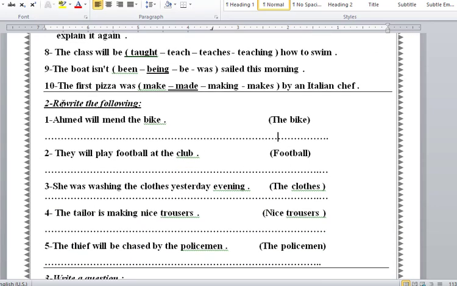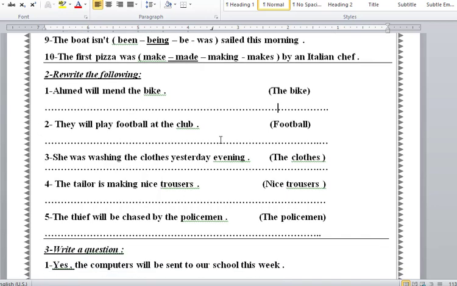Ahmed will mend the bike, so we already answered it. It will be the bike will be mended by Ahmed. Again, the bike will be mended by Ahmed. Okay, I think it will be more clear if I write it. Okay, they will play football at the club, so it will be football will be plus PP played at the club by them or without by them, and complete the sentence.